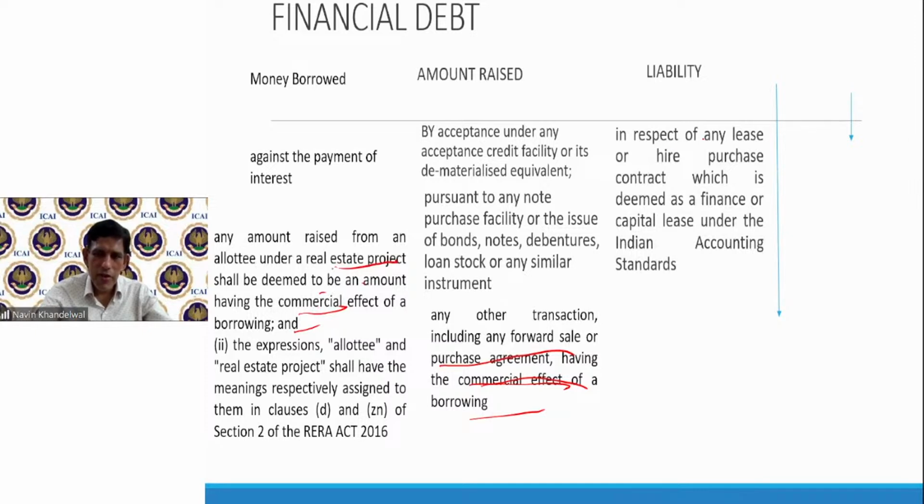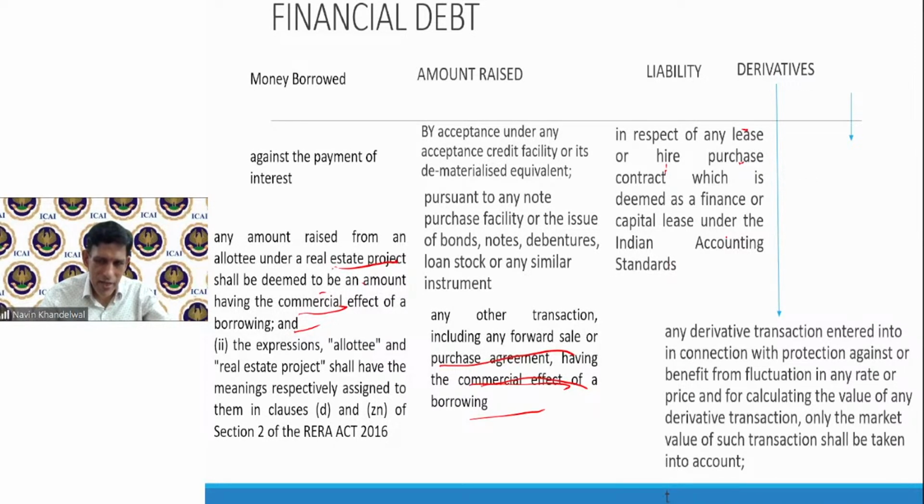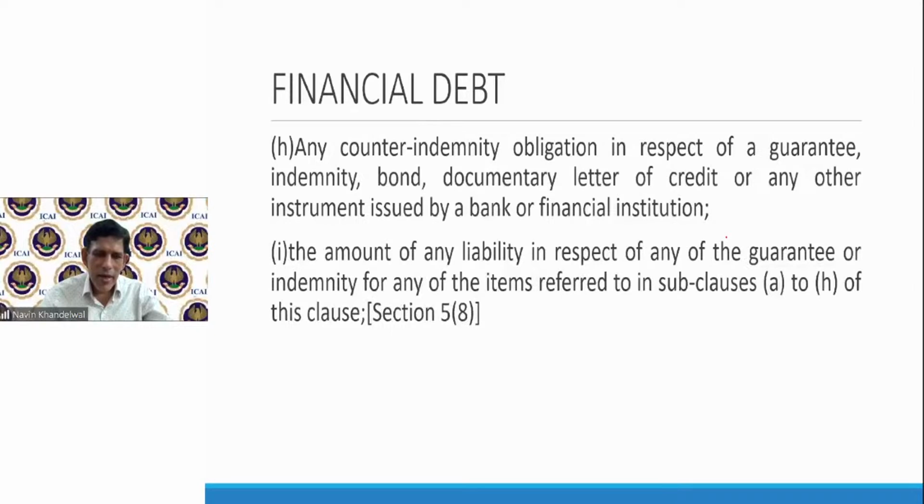Then any liability in respect of any lease or hire purchase as per Indian Accounting Standards. Any derivative transaction which you have taken to hedge yourself, and because of that there is an underlying borrowing which has happened. Any factoring arrangement, because factoring is again a type of borrowing. Any counter indemnity obligation in respect of a guarantee, indemnity, bond, documentary letter of credit, or any other instrument issued by a bank.